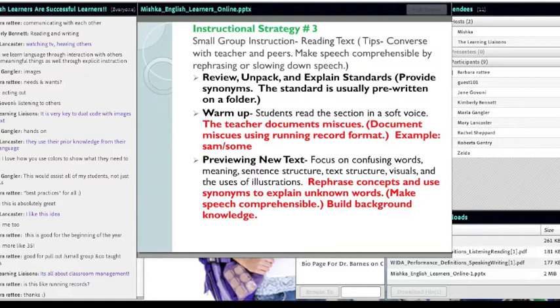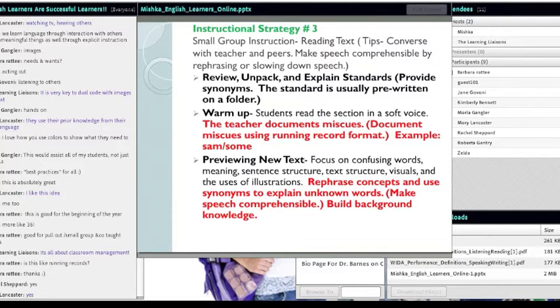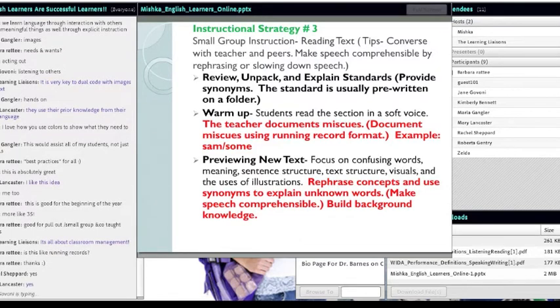Does everyone know what a running record is? I'm just wanting to make sure. It's just an assessment tool that you can use to see where students are. So everyone knows what that is. Great. So after we have our small group and we unpacked our standard, we allow the students to read text in a soft voice, and we conduct a running record. Then we preview and rephrase concepts and use synonyms to explain unknown words.